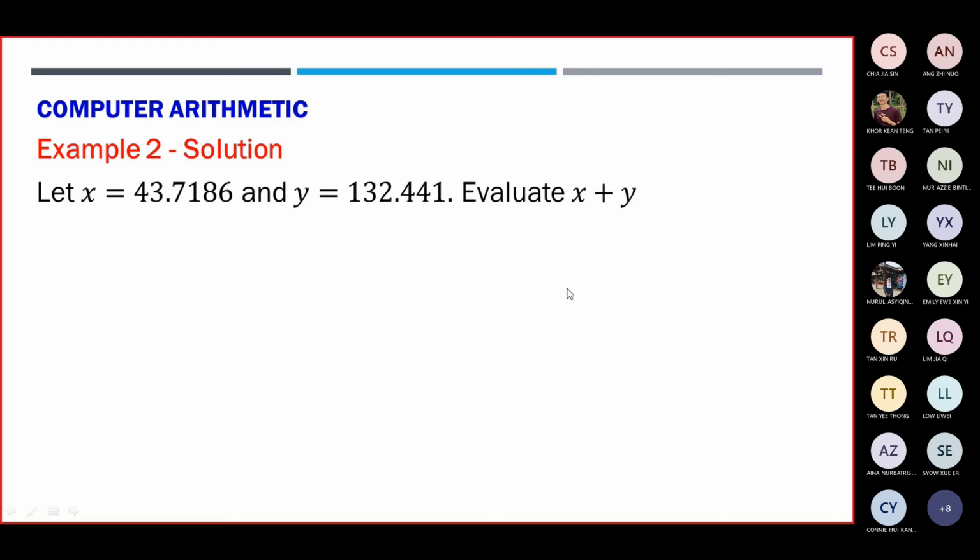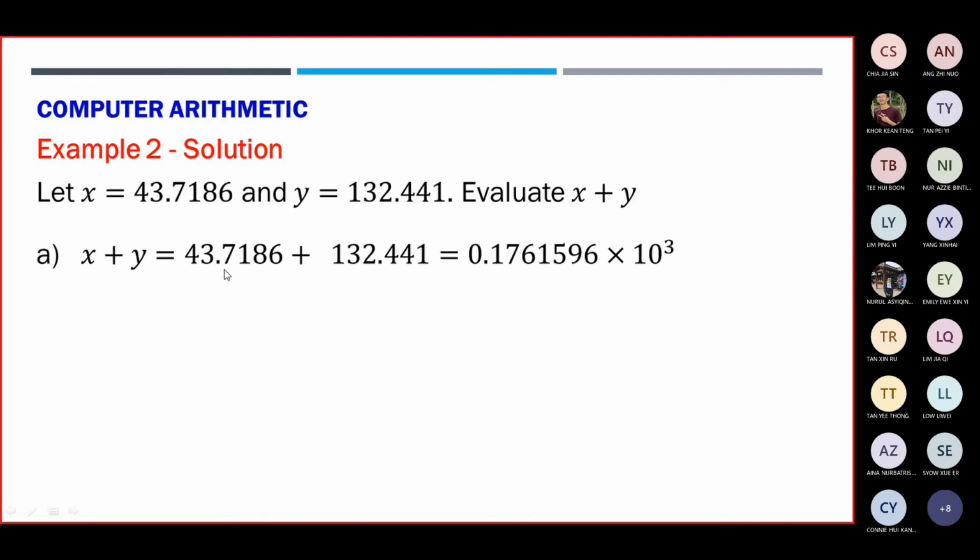Now we're going to evaluate x plus y. What you need to do is add these two numbers, since it is the exact value. You don't have to do any rounding up or chopping operation. You just leave your answer in this form. When you add these two numbers, you get 0.1761596 times 10 power of 3. You have to leave your answer in the form of NDFP. Remember, this is a computer arithmetic form, so you leave your answer as it is.